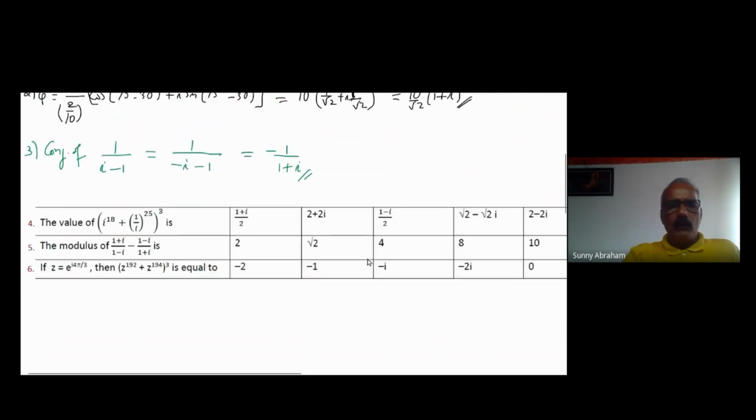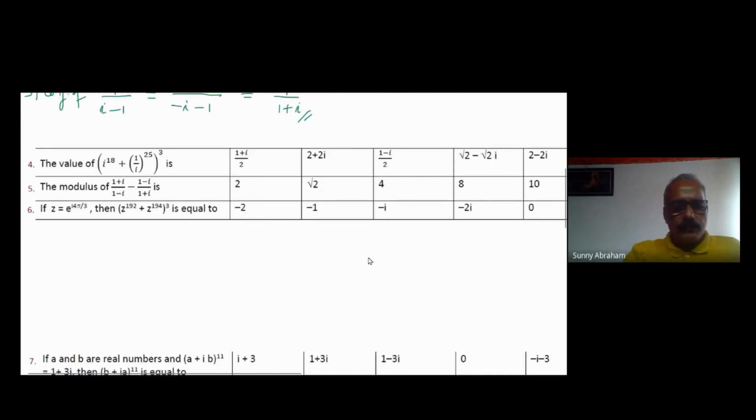Now we move on to the next three questions. See, the fourth question. It is iota raised to 18. 18 is an even number, not a multiple of 3. Therefore, the question becomes, what is that value? Minus 1 plus 1 by iota is what? Minus iota. Minus iota raised to 25 is what? Minus iota raised to 25. Iota raised to 24 into iota, whole raised to 3.